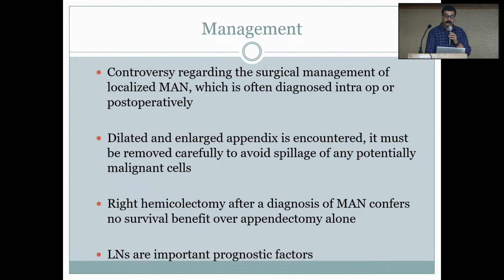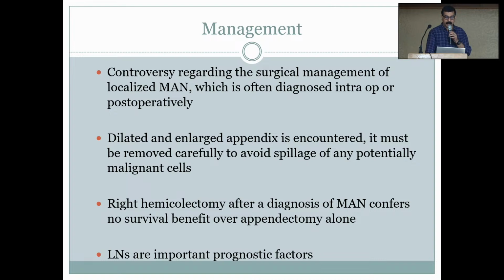And when a dilated and enlarged appendix is encountered, it must be removed carefully, because we always get that diagnosis by ultrasound or a CT scan which shows a dilated mucin-filled appendix. So we can get away with surgical removal of the appendix, carefully making sure that there is no spillage of the mucin. We can get away with appendicectomy alone. Laparoscopic appendicectomy is indicated in a mucocele of the appendix provided you take it out cleanly without any mucin spillage. Right hemicolectomy is actually not a standard procedure for all neoplasms of the appendix, and it doesn't give much advantage for the patient.